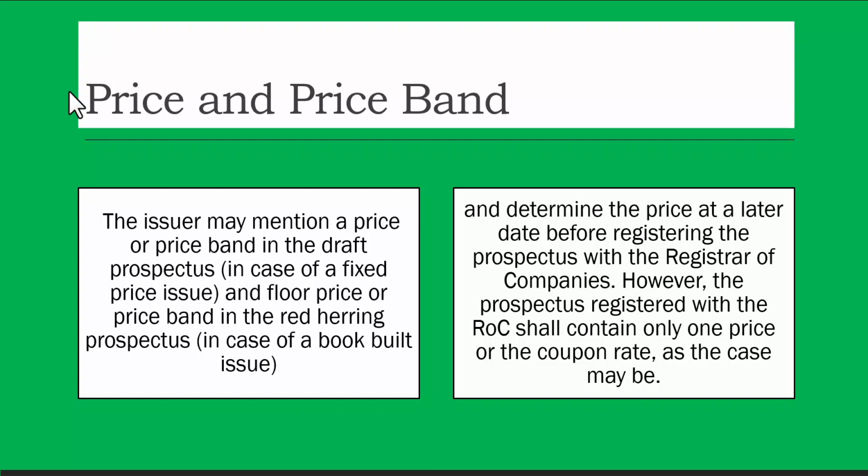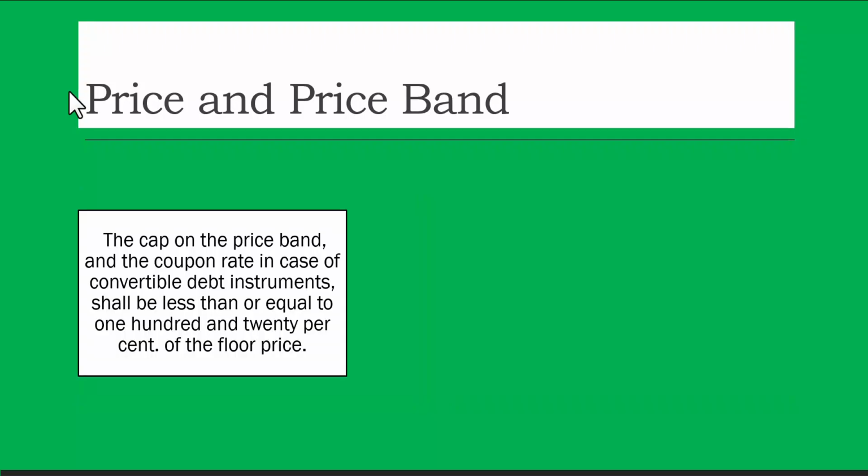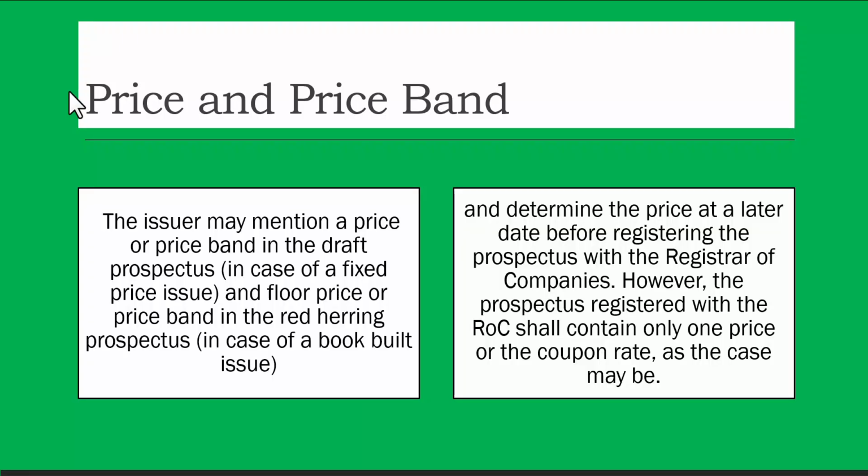I'm just taking here the cap on the price band and the coupon rate in case of convertible debentures. And determine the price at a later date before registering the prospectus with the registrar of companies. However, the prospectus registered with ROC shall contain only one price or the coupon rate, as the case may be.